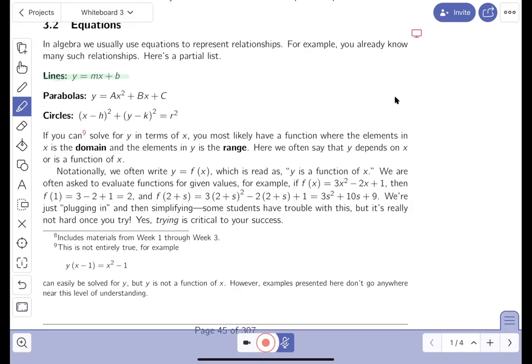How do you graph a line? Well, what you have to do is graph 2 points, and then you draw a line through those 2 points. Fairly simple. Parabolas, you also did that in Math 100. The problems that you were given in Math 100 were rather simplistic.